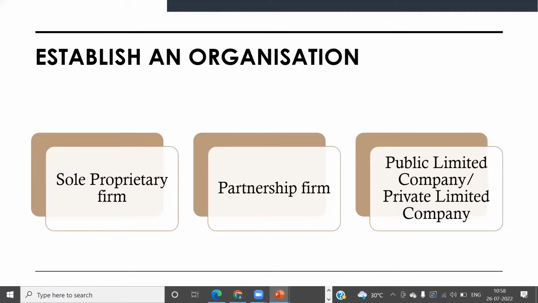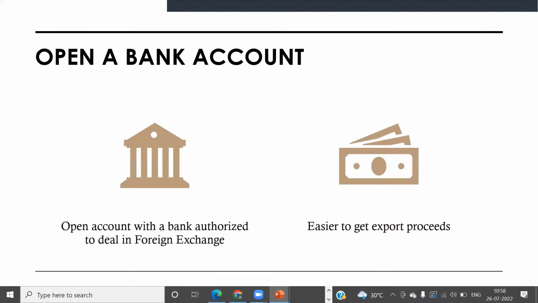Firm can either be a sole proprietary firm, partnership firm, or a public limited company or a private limited. Next step is to have a bank account, preferably with a branch dealing in foreign exchange, as it will help in realizing export proceeds, which will be in international currencies like dollar, euro, yen, etc.